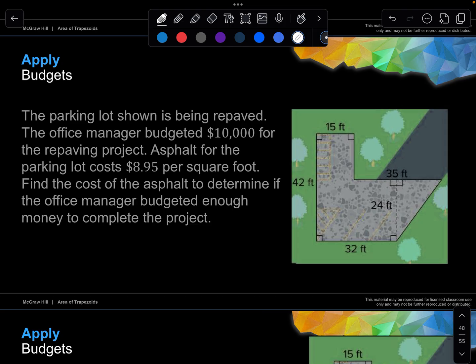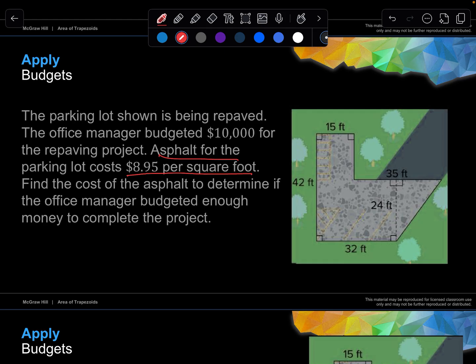Now I want us to do this apply problem. The parking lot shown is being repaved. The office manager budgeted $10,000 for the project. We're told that asphalt for this parking lot costs $8.95 per square foot. Find the cost of asphalt to determine if the office manager budgeted enough money to complete the project.